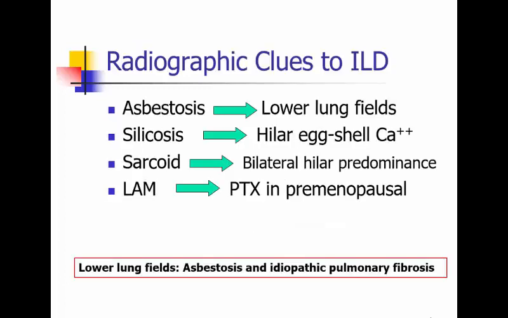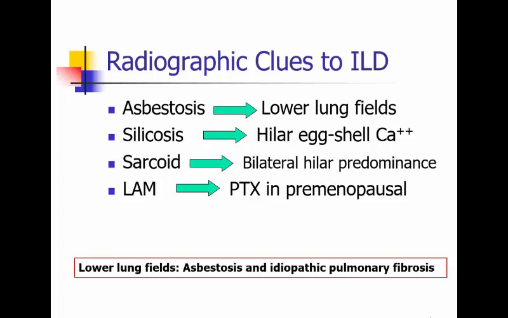The radiologic clues for interstitial lung disease, for our exam and for your practice: the asbestosis should be in the lower lung field. Why? Because the asbestos is very heavy, and it's going to drop down in the bottom of the lungs. The other condition that has lower lung field fibrosis and markings is idiopathic pulmonary fibrosis. Both of them are in the lower lung field.